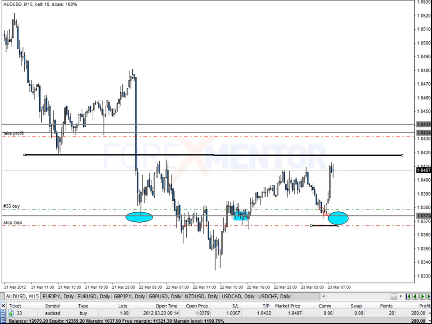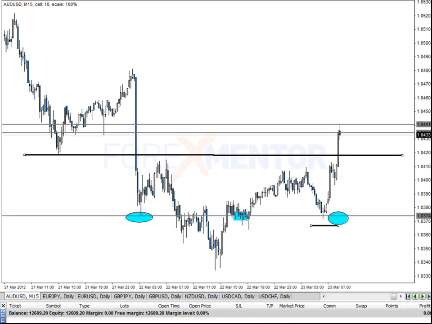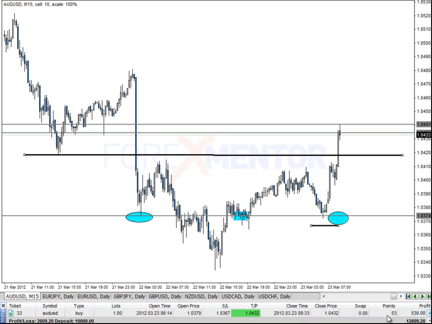I'll just follow this through. Hidden resistance coming back a little bit. So there's a spike up into that level. We have a look at our account. Made 53 pips on the trade. We didn't initially start with a good risk reward, but when we reduced the risk, you can see the average risk reward looks much better.